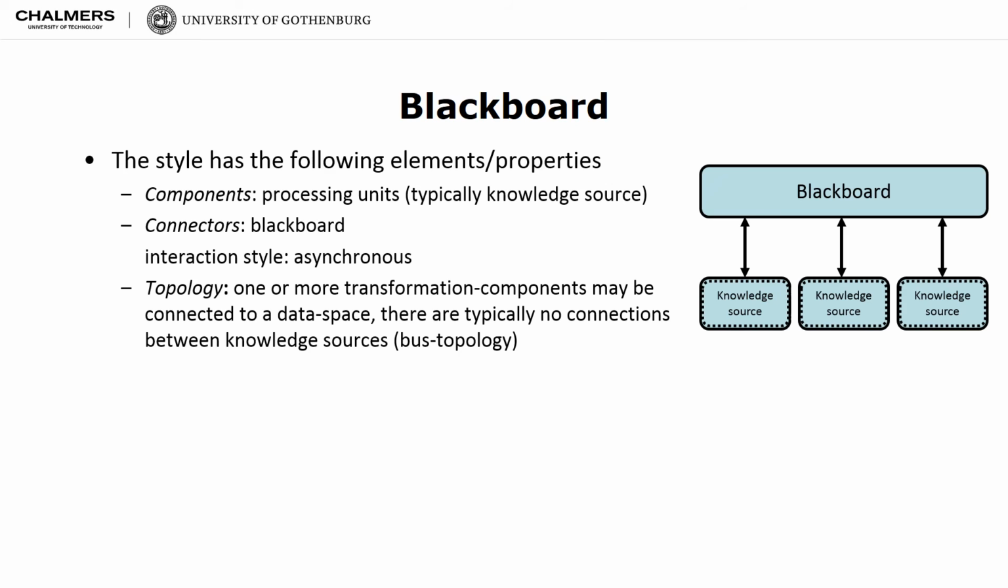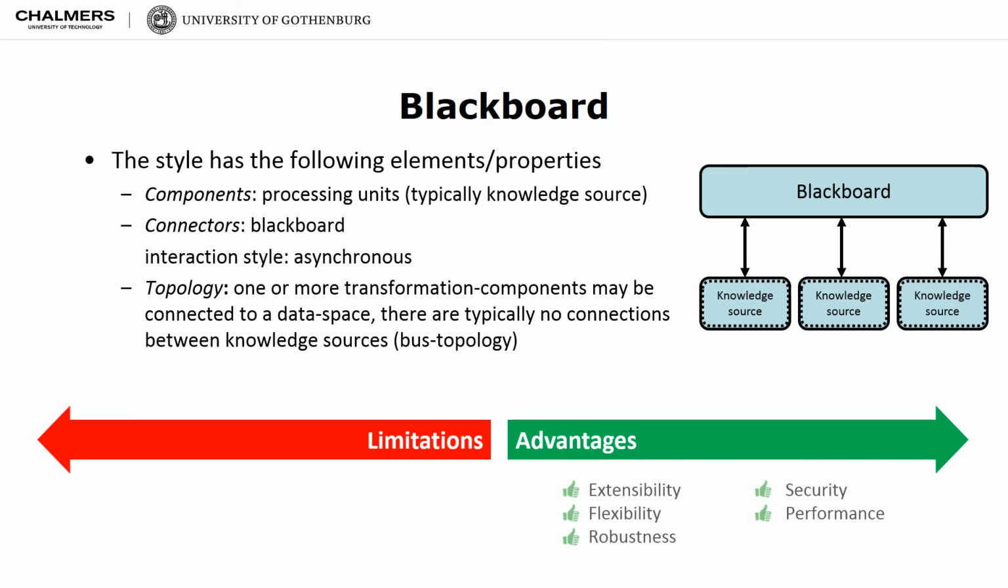The Blackboard style comes with a number of advantages. First of all, it is possible to extend the system with new knowledge sources. Second, the system can be regarded as flexible with regard to the order of processing. No predefined processing order is set between the knowledge sources. Third, the system can be regarded as robust in the sense that it has the ability to cope with errors during execution and cope with erroneous input. Specialized knowledge sources can be used to address such situations.